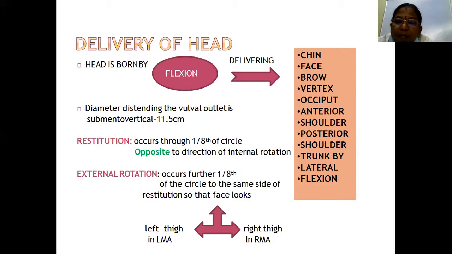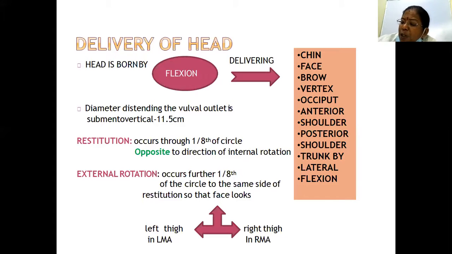So when it is delivering, the diameter which is distending the vulval outlet is submento-vertical, and it is 11.5 centimeter. Like this, the head is there. It is stretching the perineal outlet, and because of that, there can be increased chances of perineal muscle tears, injuries, and traumatic PPH. It can occur.